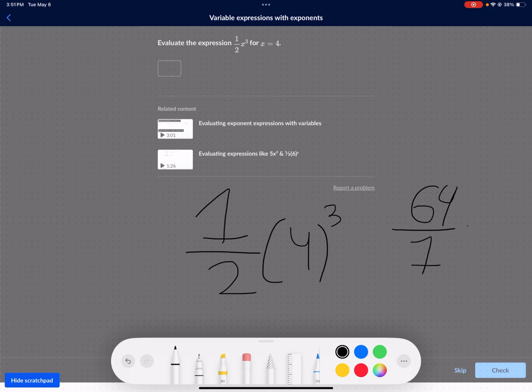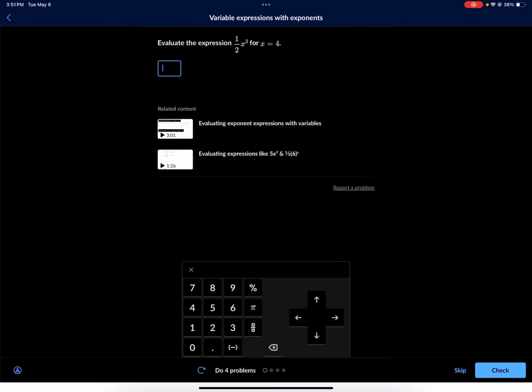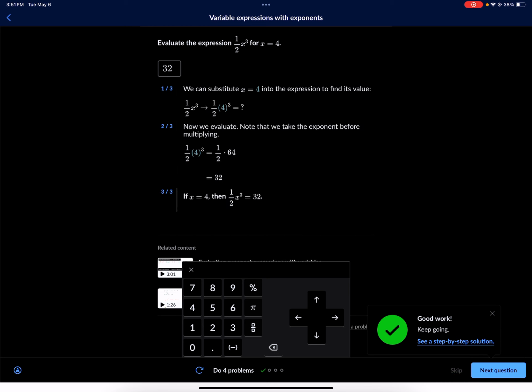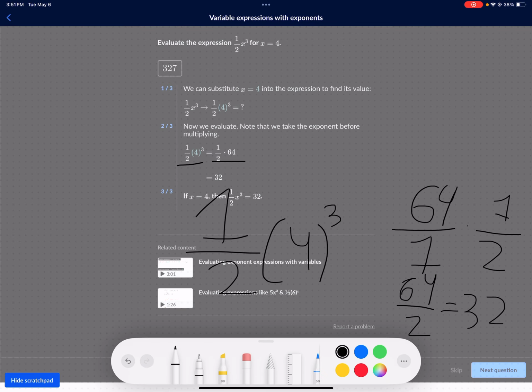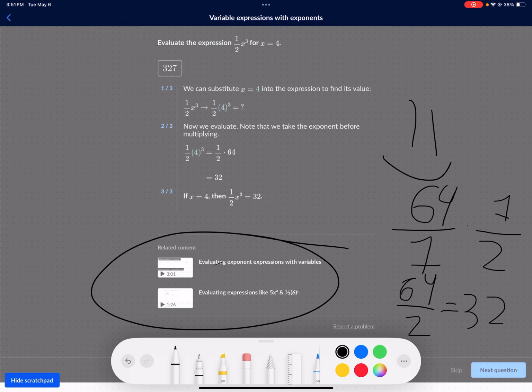I'll put it over 1 times 1/2. If you want information about multiplying fractions, you can check my previous video. This will be equal to 64 over 2. If we just got 32 immediately, great. 32 is our answer here. Yes, we can just multiply this by 4. If you got that right, good job. Answer explanation is right here. And here's the videos. Happy studying.